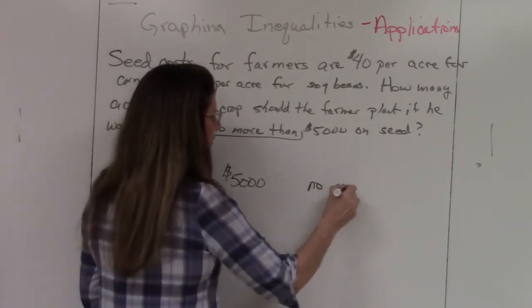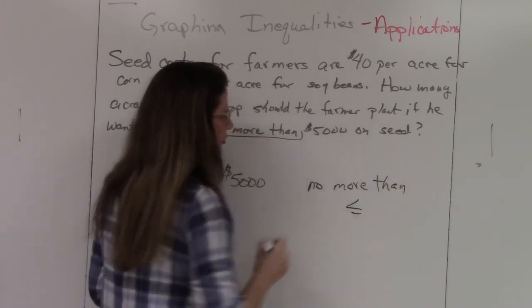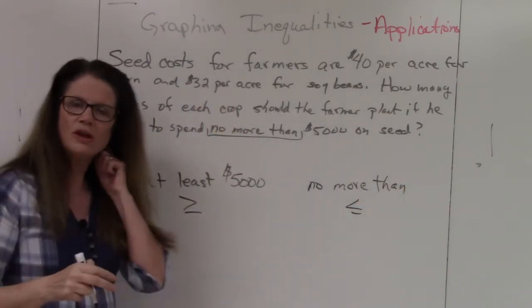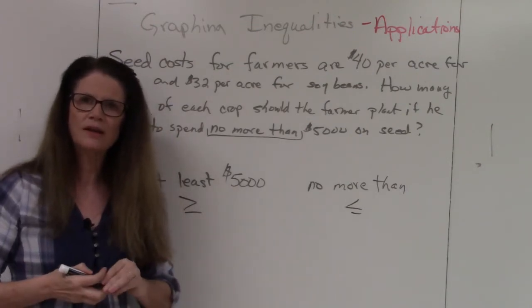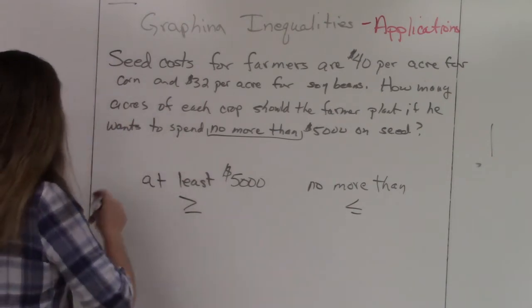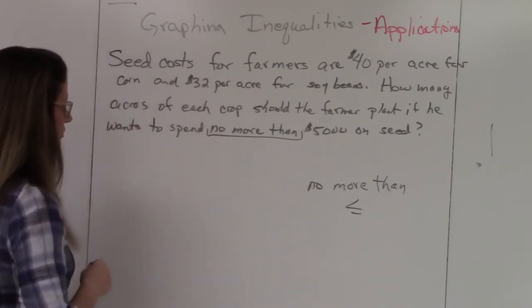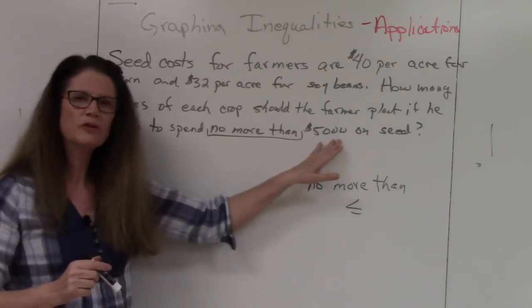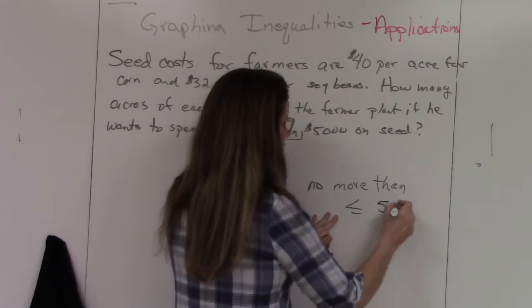So the term at least is going to be greater than or equal to. No more than is going to be less than or equal to. So those two are the two that are tricky. The less than and greater than, you can just read right into it and put the right symbol on there. So for this particular word problem, we're going to use the less than or equal to because we don't want to spend more than $5,000. So we want less than or equal to $5,000.